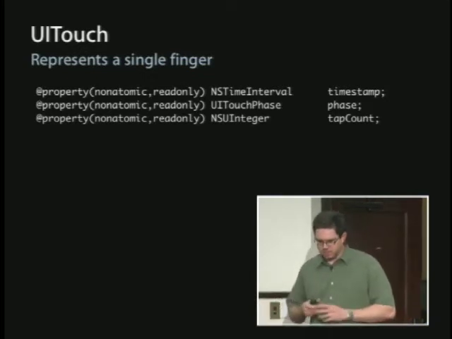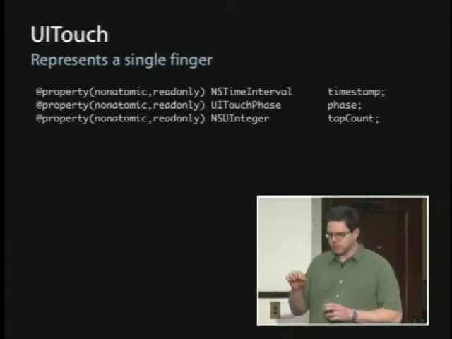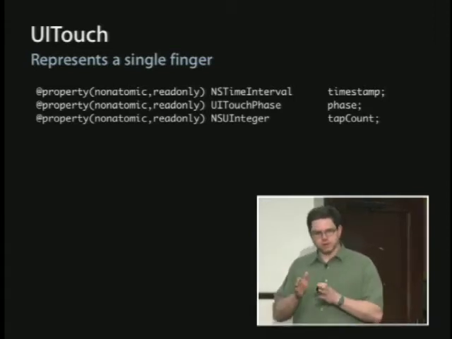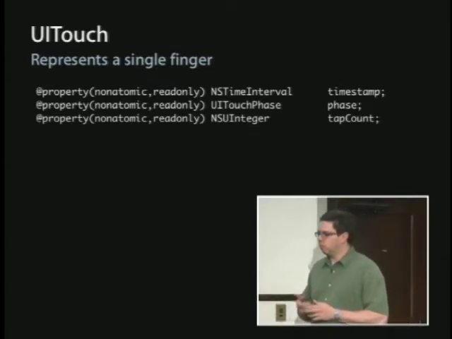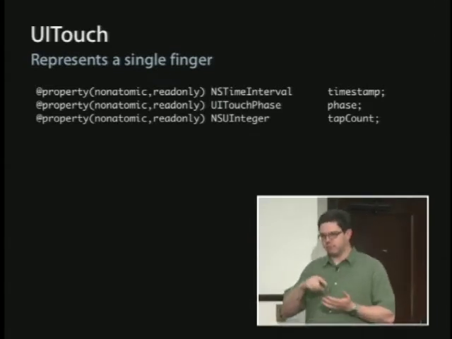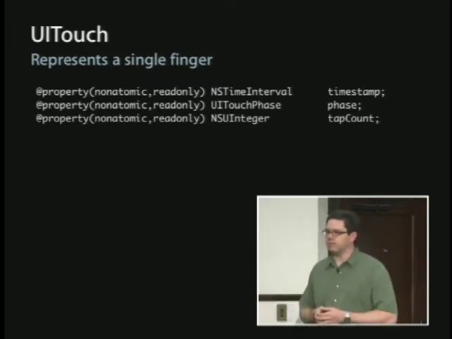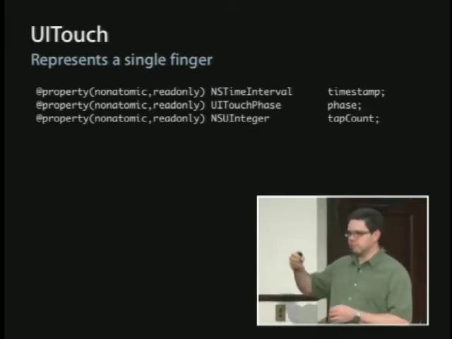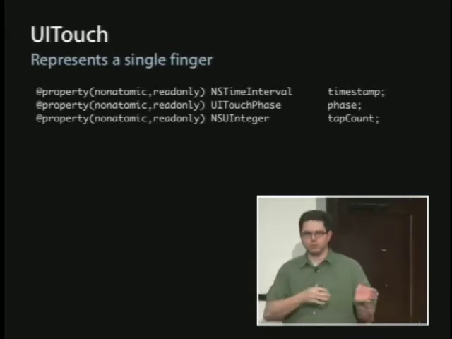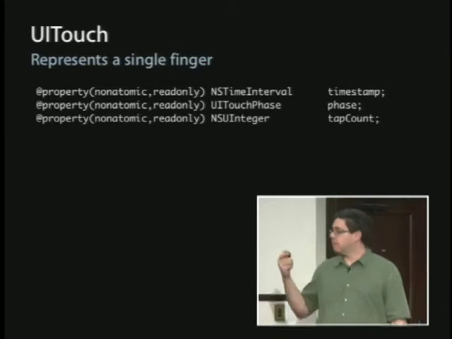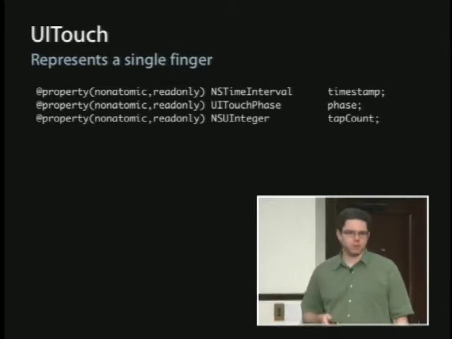Tap count's kind of special. If the touch is relatively stationary and relatively short duration, such that it looks like a tap, we'll increment this tap count, and subsequent touches in the same general area within a short enough window of time will actually increment that count. Even though it's a new touch instance, we'll pull data from those previous touches and up this tap count, so you can look for double taps pretty easily.